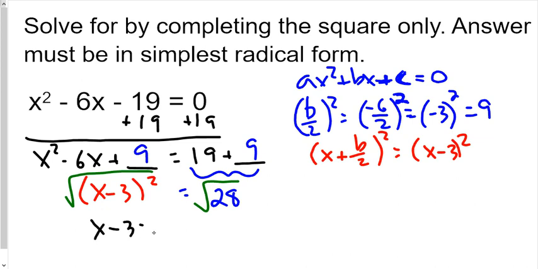On the right side, because some number is squared, it could be a positive number or a negative number, because if we square a positive number, we get positive, and if we square a negative number, we also get positive. So our result on the right side is plus or minus the square root of 28.